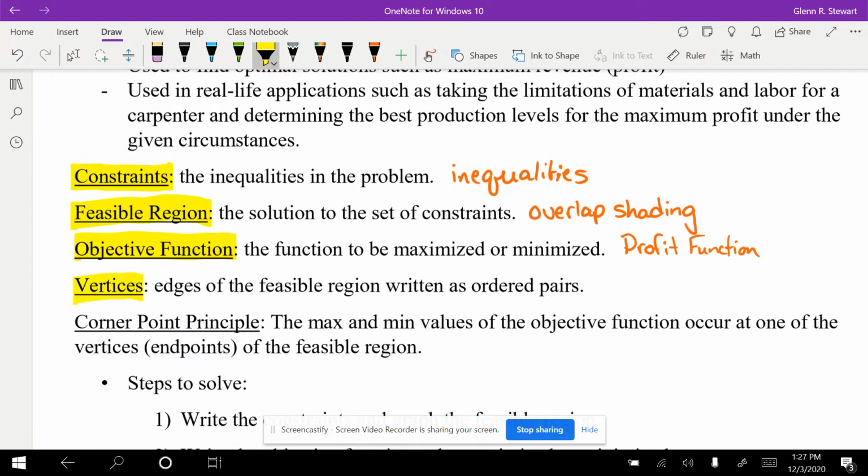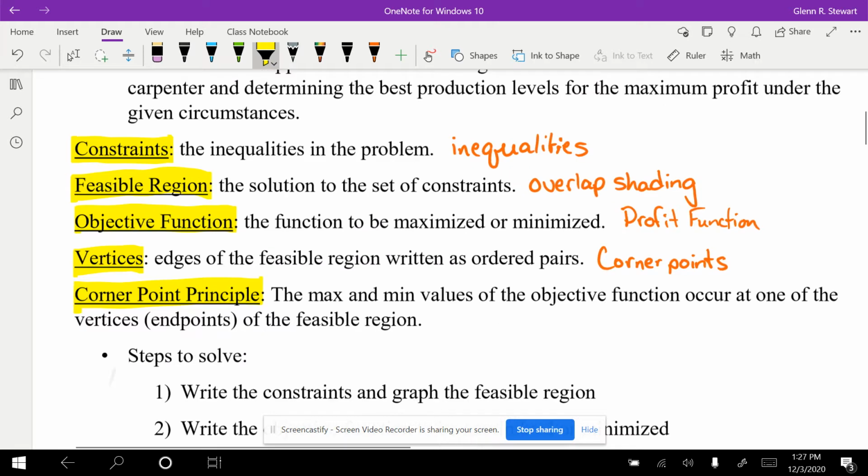Vertices. It's very similar to what you learned in geometry, but really what these are just the corner points for where our feasible regions intersect. And the corner point principle, it's short, sweet, and to the point. It's taking those corner points, okay, those vertices, and plugging them into your profit function or your objective function. That's what tells us how many of an item we can have to get our maximum profit when we go to sell them.